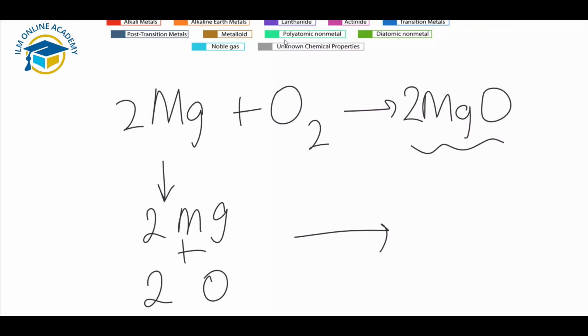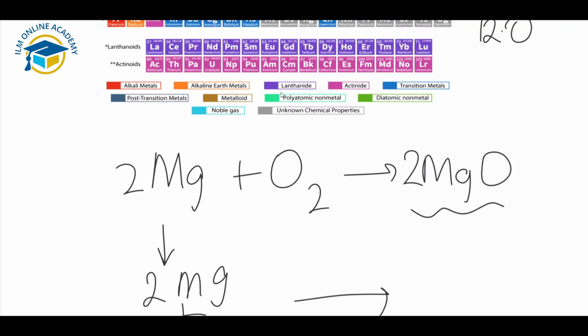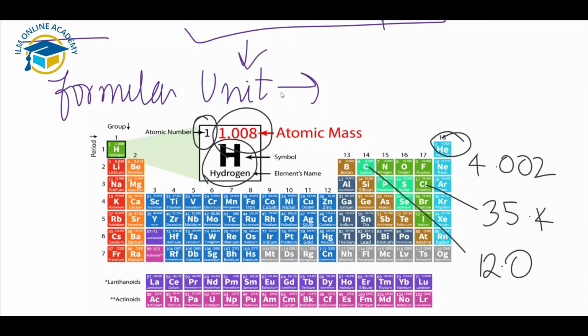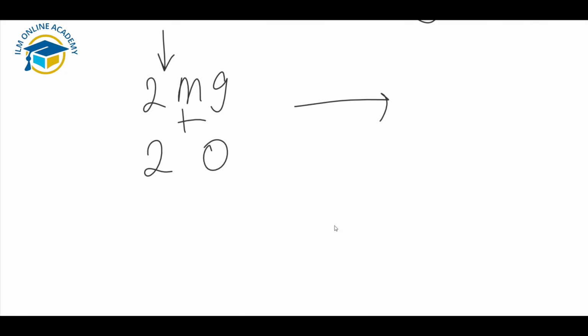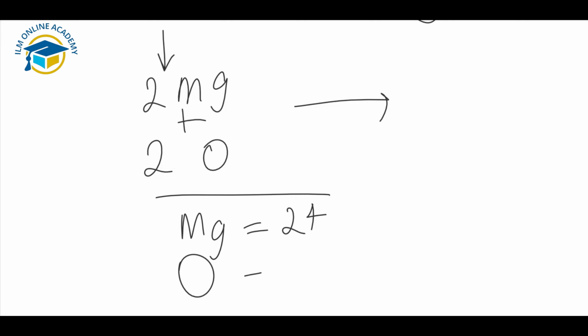You can check the relative atomic mass of magnesium from the periodic table. The relative atomic mass of magnesium is 24, and for oxygen the relative atomic mass is 16. These are the relative atomic masses of magnesium and oxygen. So the relative atomic mass of one magnesium atom is 24, and oxygen has a relative atomic mass of 16.